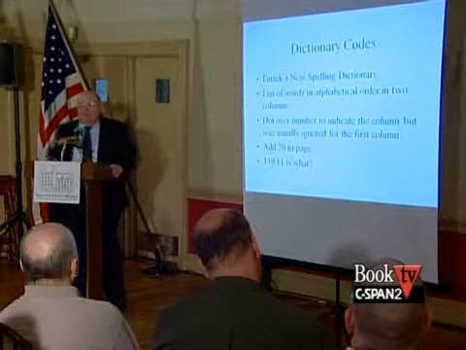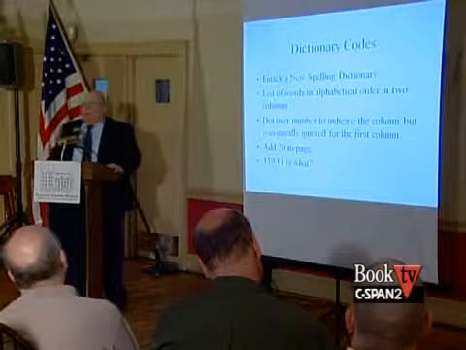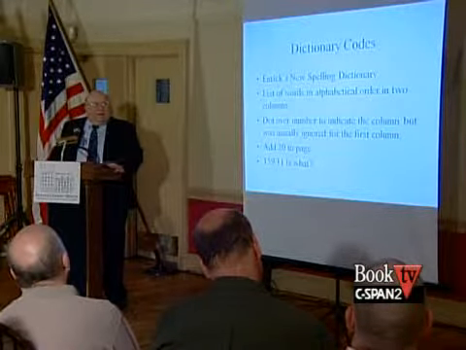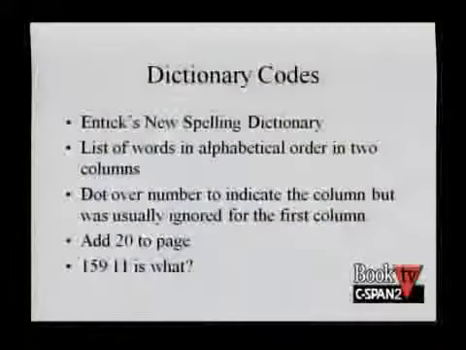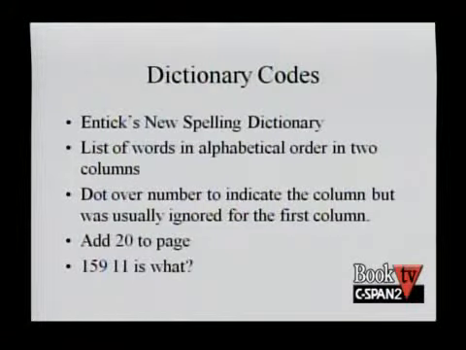Dictionary codes. Very popular, used by all sides. The most common dictionary used was Entick's New Spelling Dictionary. It has a list of words in alphabetical order, 2 columns, and you have just about every word that you could possibly want. What they would do is put a dot over the number to indicate whether it was the first column or the second column. They had a tendency when it was the first column to just ignore the dot.